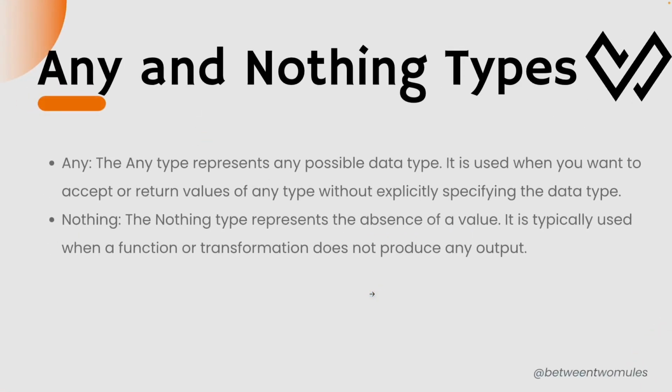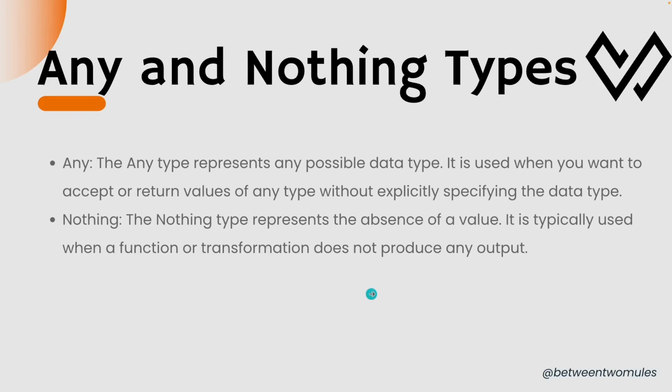Number one is any and nothing types. So any type represents any possible data type. It is used when you want to accept or return a value of any type without explicitly specifying the data type. Nothing type represents the absence of a value. It is typically used when a function or transformation does not produce any output. You can consider null type as nothing type in DataWeave.